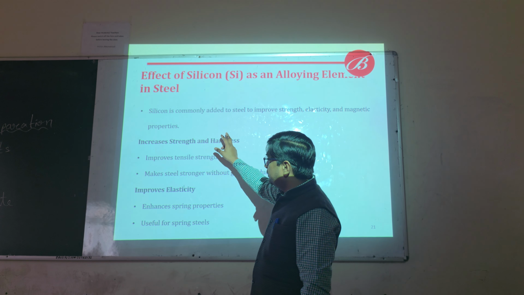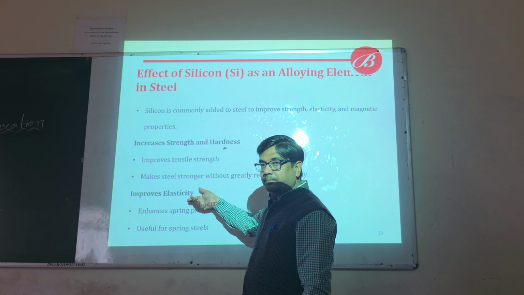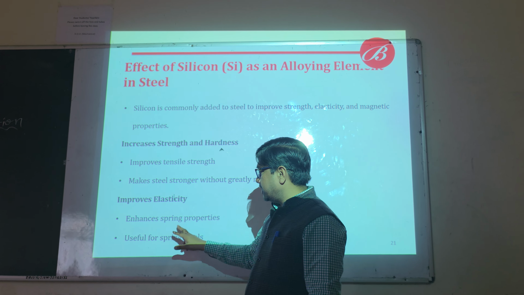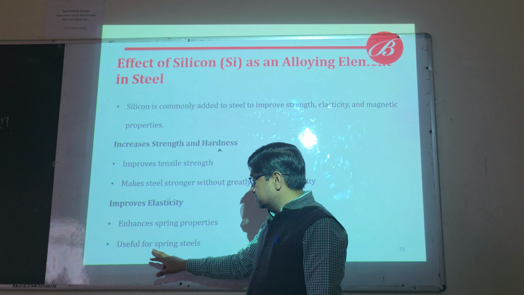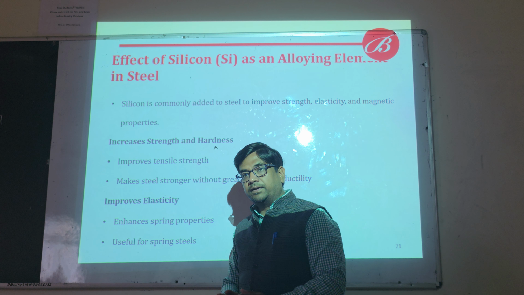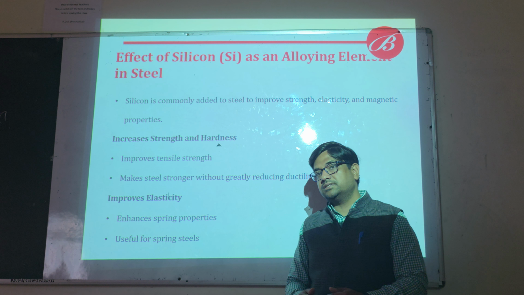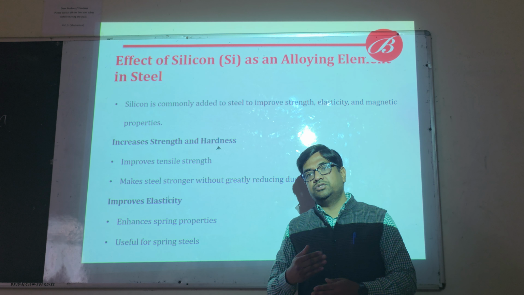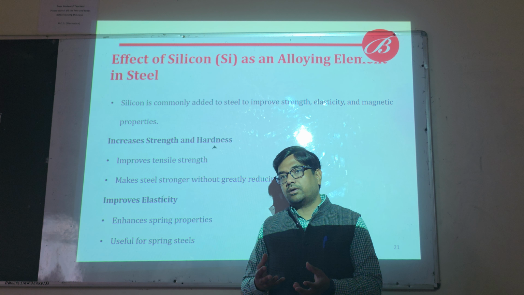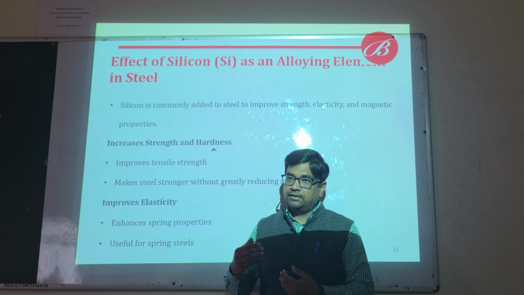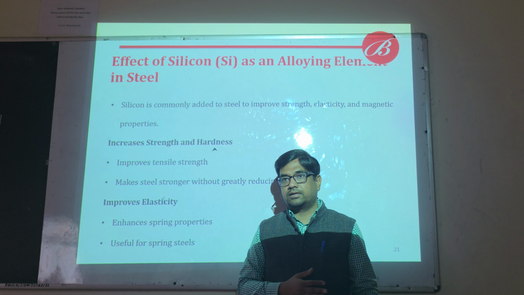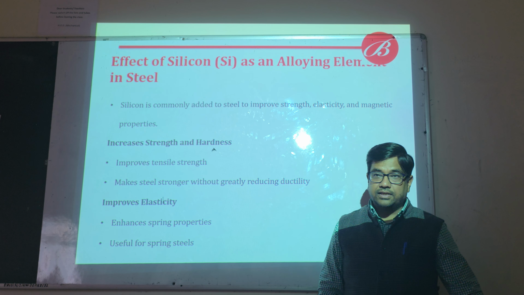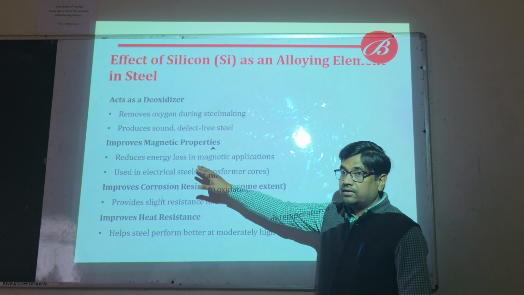So once silicon is added and elasticity is improved, it is used to enhance the spring properties. So it is useful for spring steel. So all the applications where the steel is used to fabricate shock absorption, either in one product or other product, that means silicon is added in that.